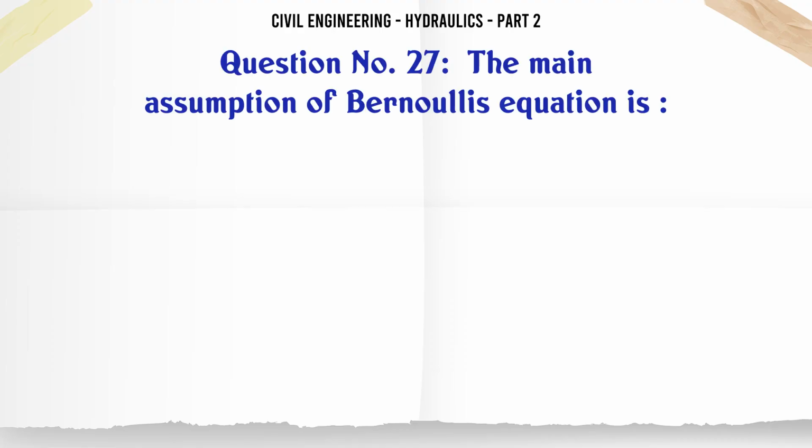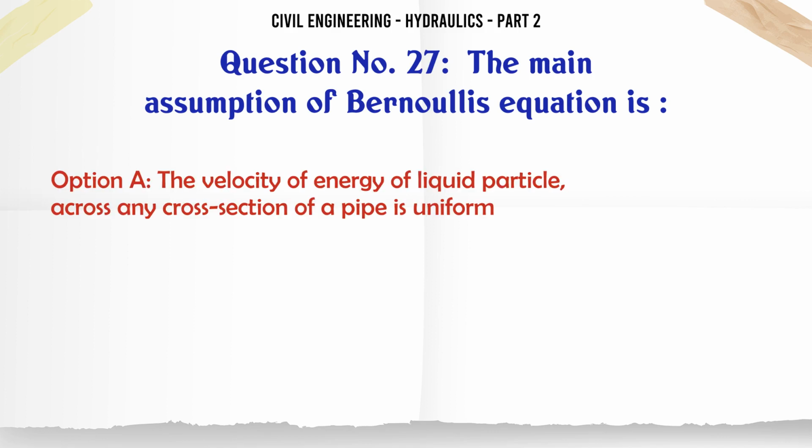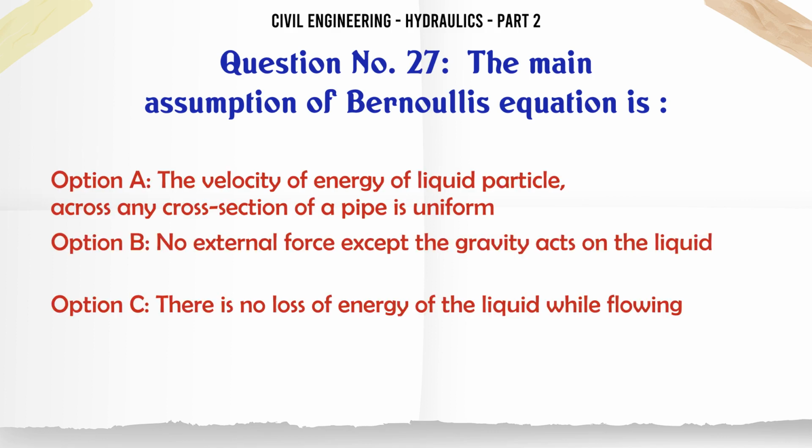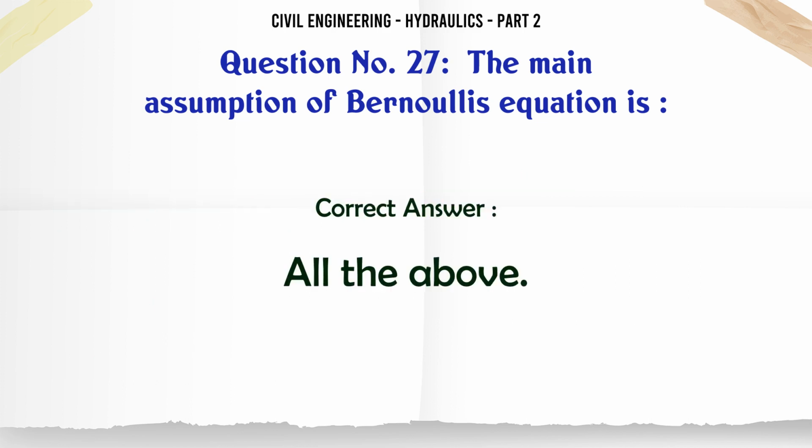The main assumption of Bernoulli's equation is A. the velocity of energy of liquid particle across any cross-section of a pipe is uniform, B. no external force except the gravity acts on the liquid, C. there is no loss of energy of the liquid while flowing, D. all the above. The correct answer is all the above.